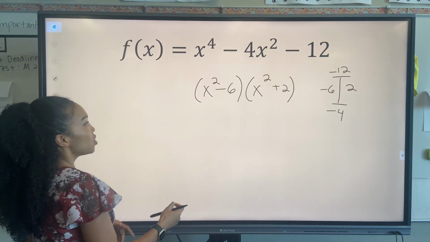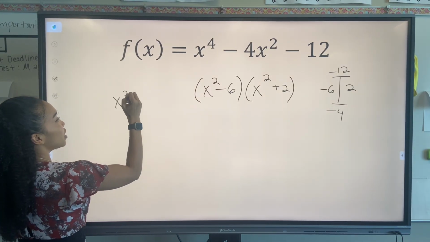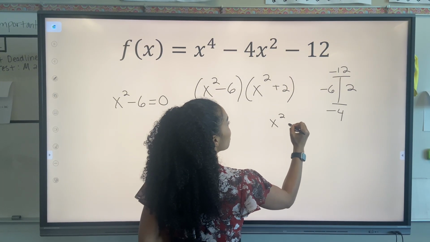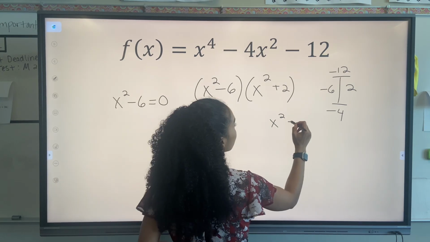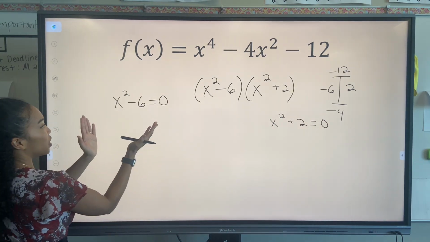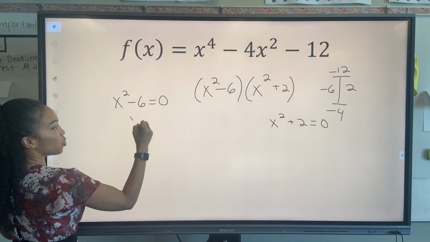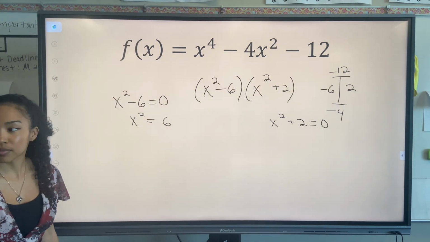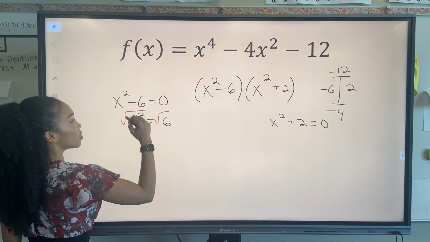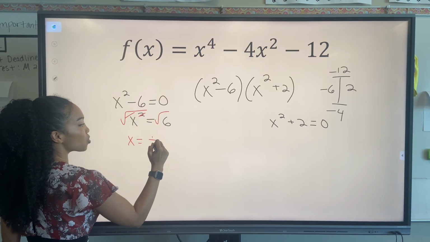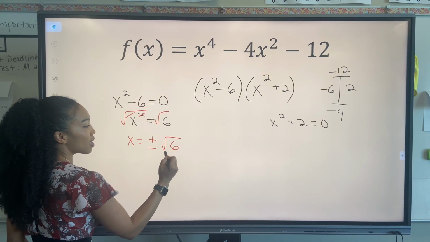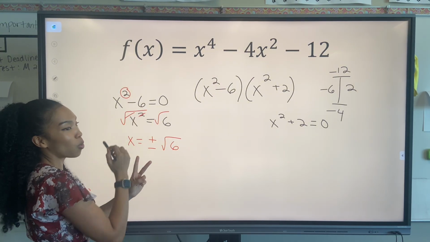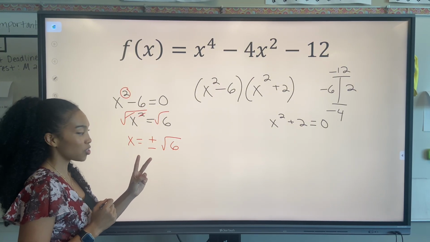Great. Okay. So now I'm going to set this factor equal to 0 and solve it. For this one, you're going to move the negative 6 over, so you'll have x squared equals 6. And what do we do to both sides? Yep, square root it. So my answer will be plus or minus square root of 6. I need two answers because this is a degree 2. It's quadratic right here, so you need two answers.